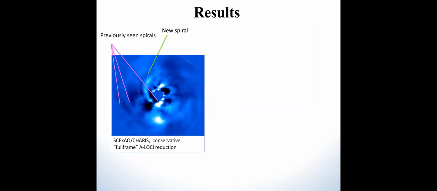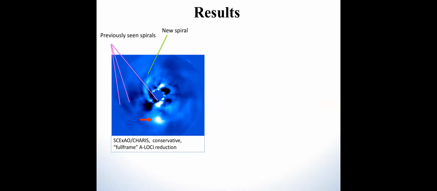Now, we were able to recover previously seen spirals, now at smaller separations, so you can faintly see these in this image stretch. We also identify a new spiral for the first time in total intensity data. So this is to the east, as you can see there. We also see this thing. This is a concentrated clump of emission almost due south of the star.